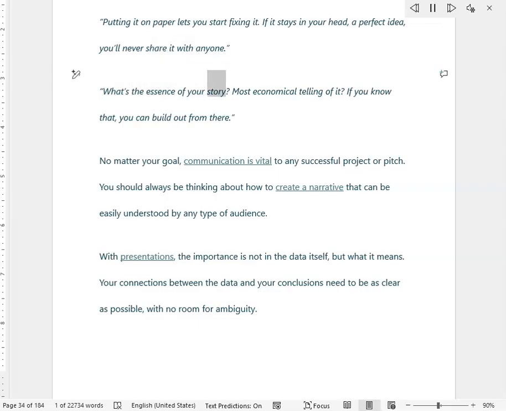What's the essence of your story? Most economical telling of it? If you know that, you can build out from there.